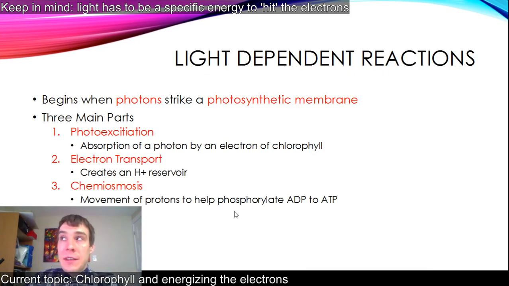First off, there are three main parts to this. There's photoexcitation, which is energizing the electrons with light, and chlorophyll is the molecule that does that. That's why our current topic is chlorophyll and energizing the electrons. Then there's the electron transport chain itself. We're going to jump into that after we talk about this. And then chemiosmosis, which you'll recognize from the mitochondria because it's just ATP synthase.